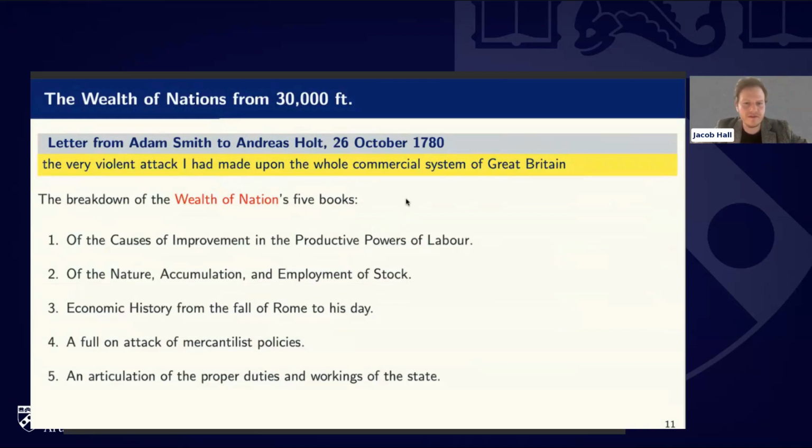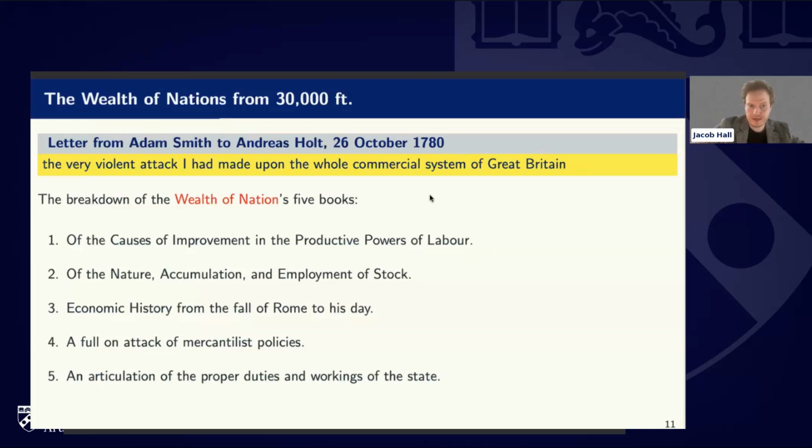Here's the breakdown of The Wealth of Nations' five books. These are loose versions of the chapter headings. Book 1: of the causes of improvement in the productive powers of labor, the division of labor. Book 2: of the nature, accumulation, and employment of stock. Book 3: economic history from the fall of Rome to his day. Book 4 is this full violent attack on mercantilist policies, explicitly. And Book 5 is an articulation of the proper duties and workings of the state. So again, one through line of The Wealth of Nations is this violent attack against mercantilism.